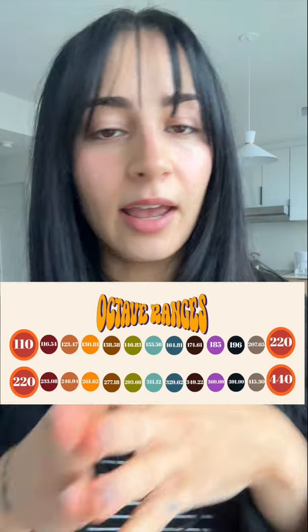And the same concept applies for the octave above. So the octave above is going to be 220 to 440. 440 being double 220, right? And all the notes in between those frequency ranges are also going to be between 220 and 440.